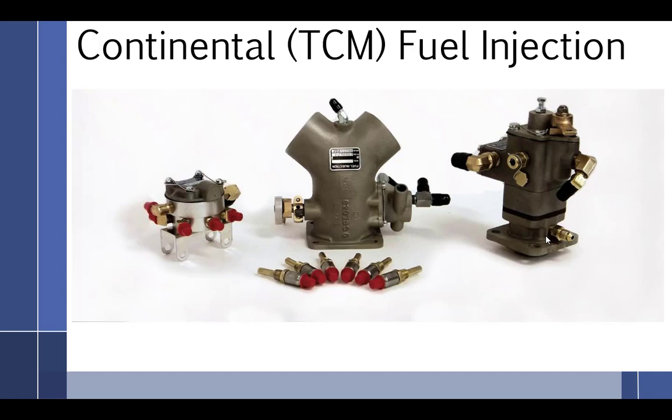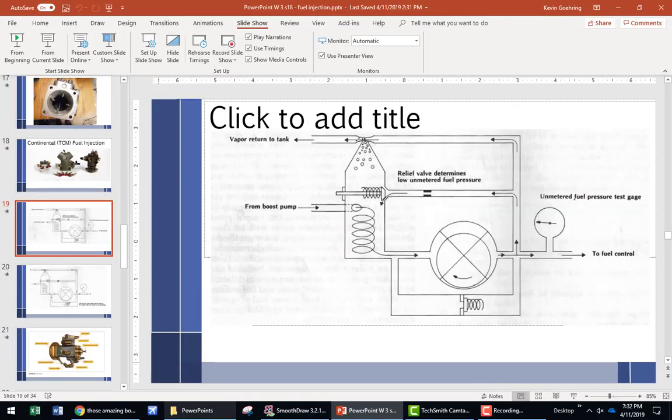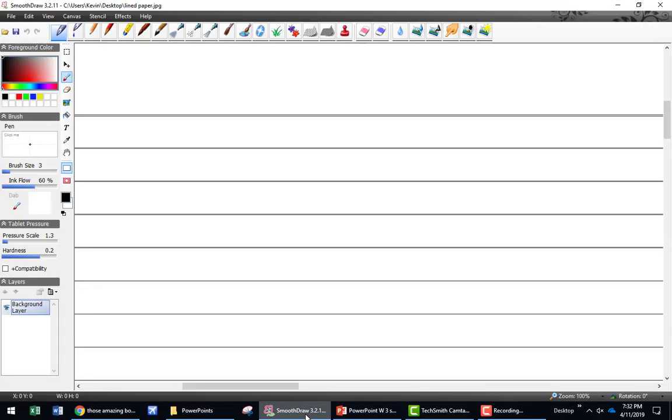Fuel enters the pump. Fuel is then either sent to the fuel control unit, to the relief valve, or the vapor ejector. And that brings us up to point five. So five, what do we have for five here?